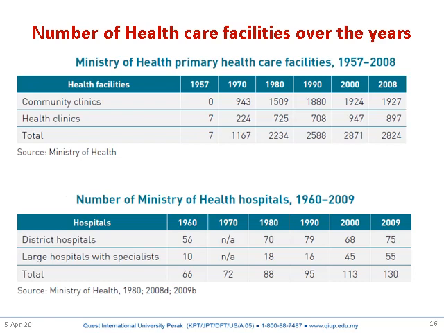Primary healthcare facilities. Okay. Number of Ministry of Health hospitals. District hospitals were 56 in 1960 and in 2009 it became 75 district hospitals. Large hospitals with specialists, specialist care hospitals: in 1960 only 10 hospitals were there, but in 2009 it became 55 hospitals. So a total of 130 Ministry of Health hospitals are there in 2009.